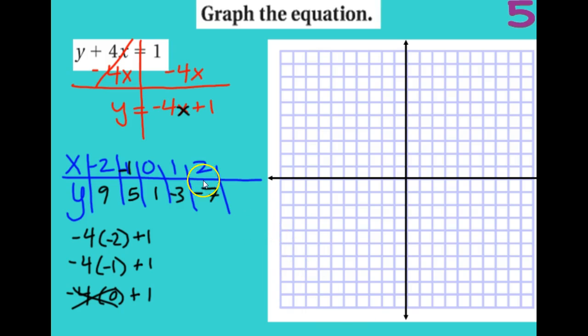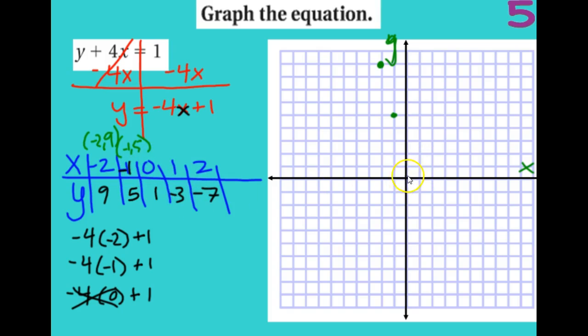So let's plot these points. First point is -2, 9. So x and y. -2 is to the left. 9 is up 9. Goes to 10, so 1 less. Then our next point is -1, 5. -1 to the left, up 1, 2, 3, 4, 5.